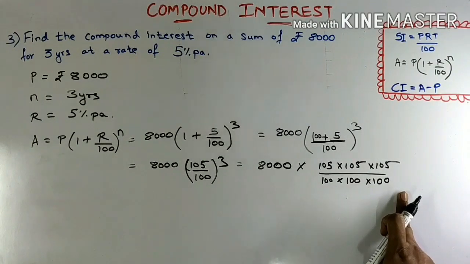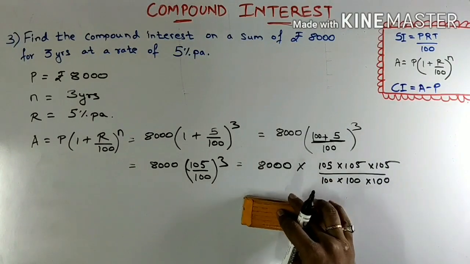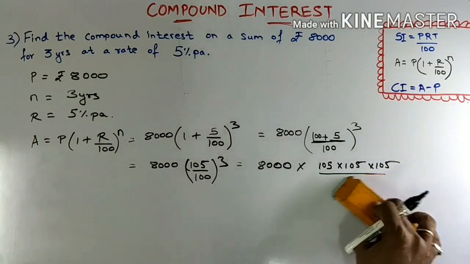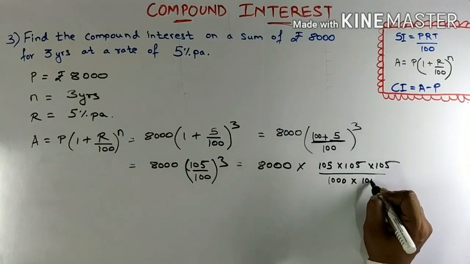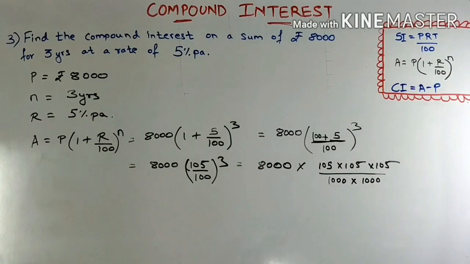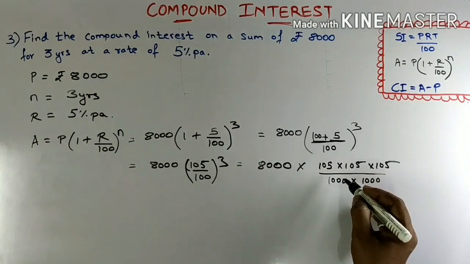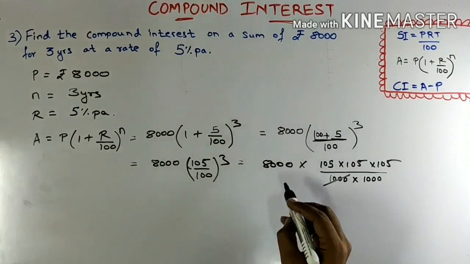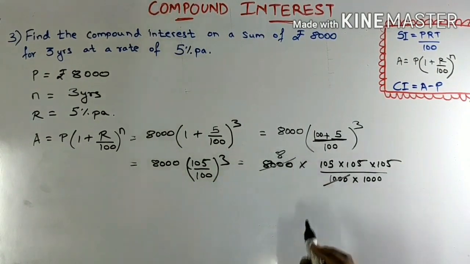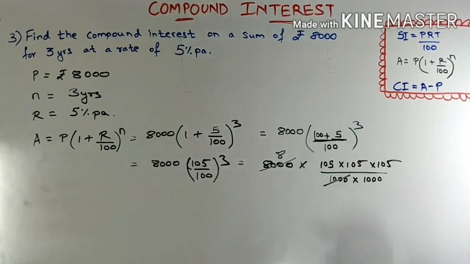This 100 into 100 into 100 can also be written as, since it has 6 zeros, 1000 multiplied by 1000, that became 10 raised to the power 6. So this also is 10 raised to the power 6. So I'll cancel this 1000, and this 8000 becomes 8. Let's try to simplify this horrible looking number.